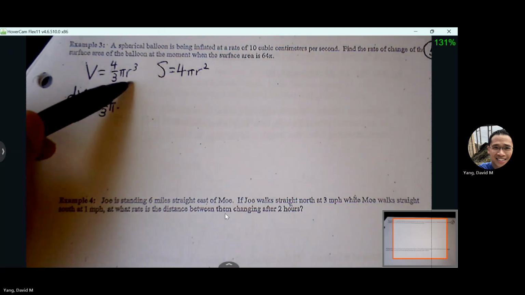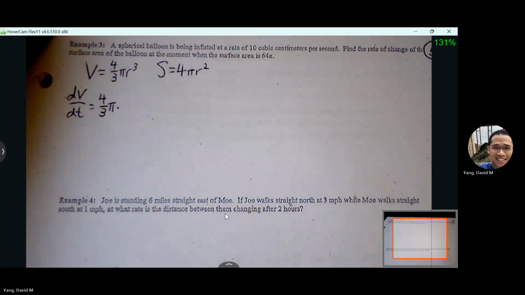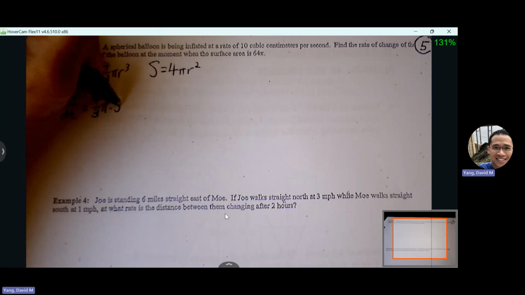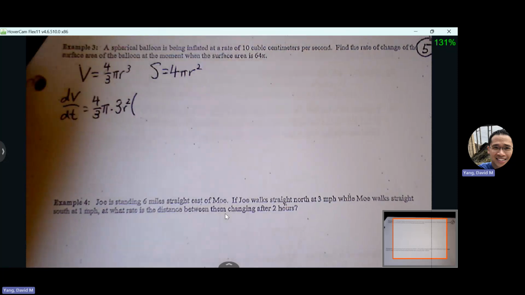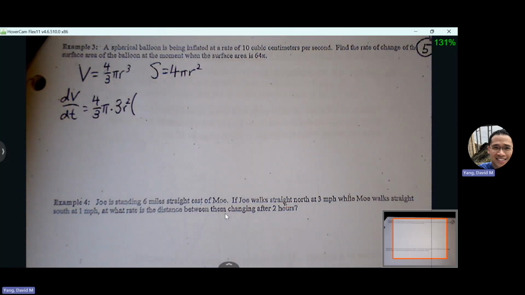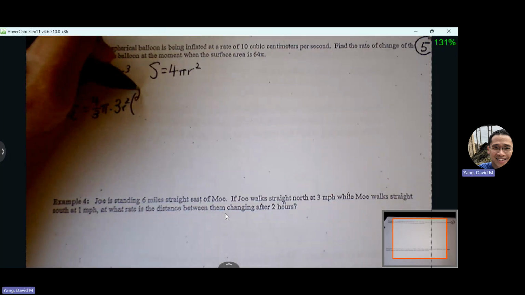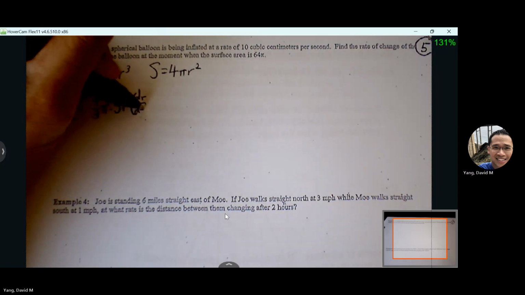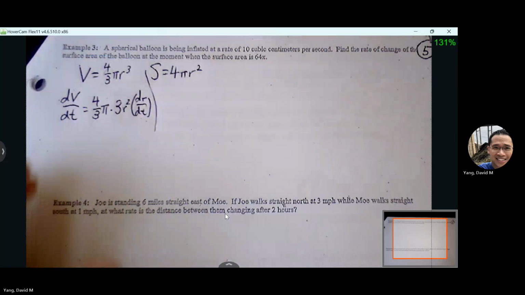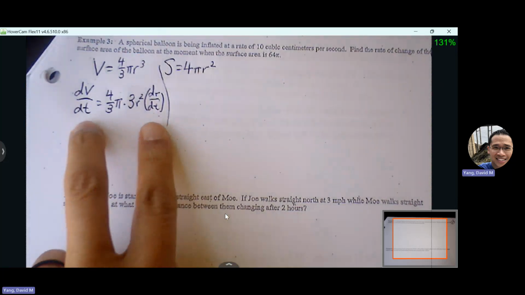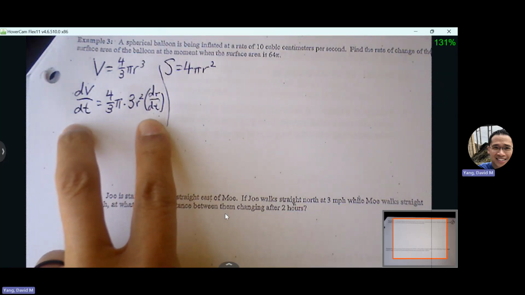Power rule. What's r cubed? 3r squared. But we're asking for r's derivative with respect to time, so we also need to multiply by what? Yep, dr over dt. Okay. Are you okay so far?